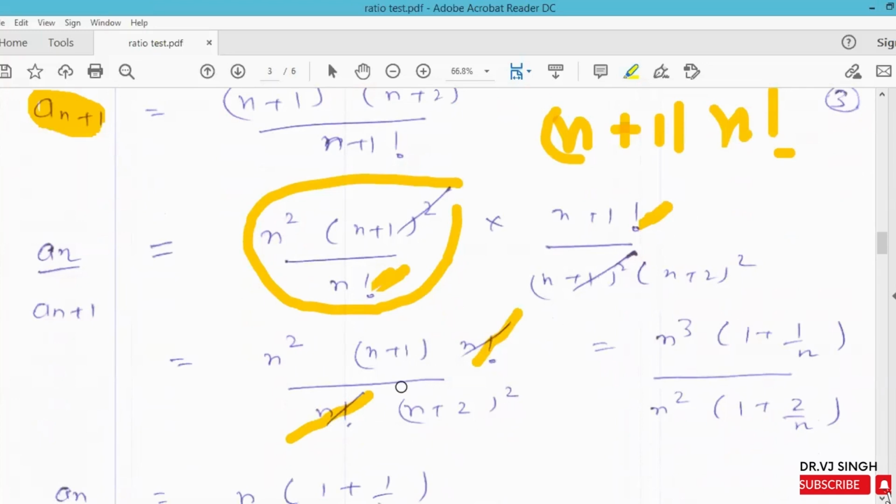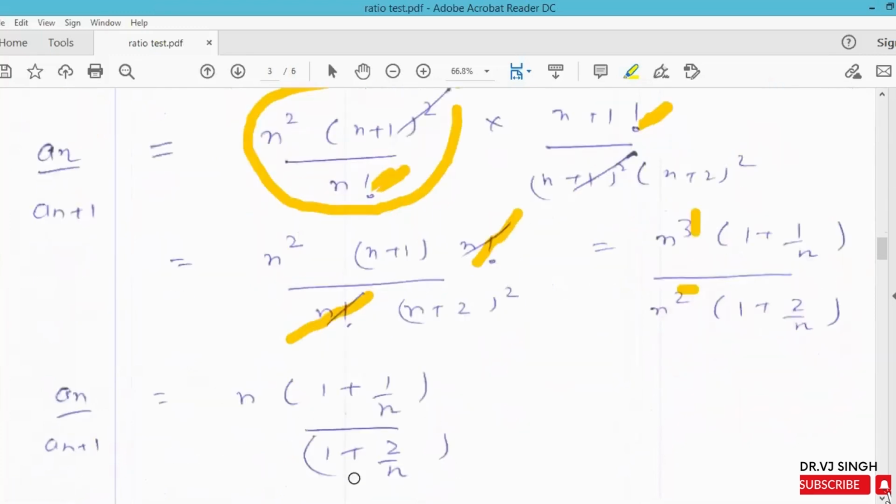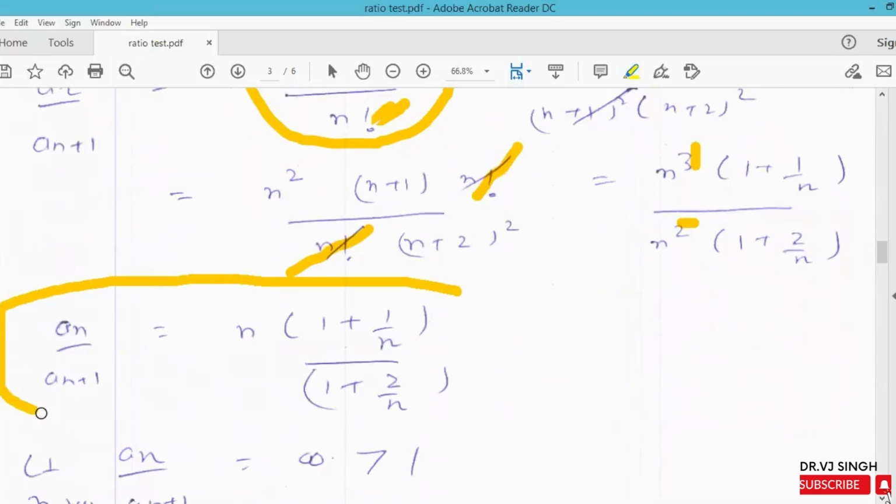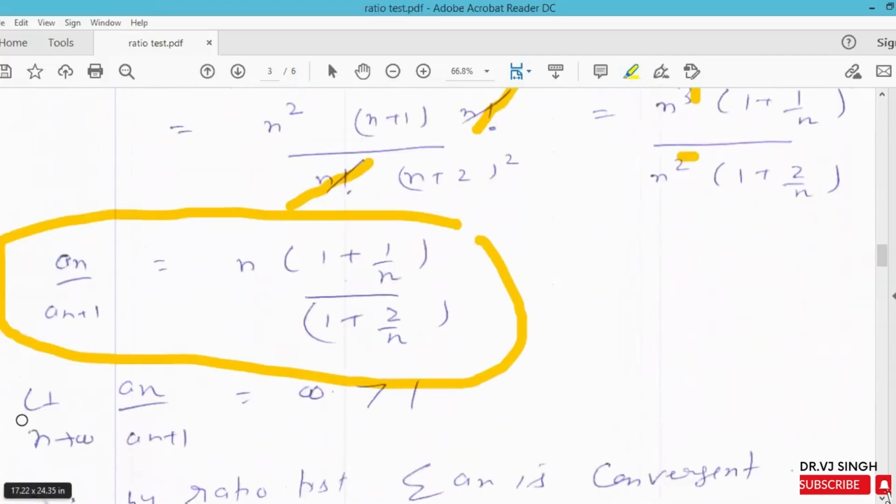Now again take the maximum power of n common from the numerator and the maximum power of n common from the denominator. If I take n common, already there is n square, so it becomes n cube, 1 plus, the rest is only calculation. The rest is very simple. From here, if I take n square common, 1 plus 2 by n. So this is cancelled, and one n is left above. After calculation, put the limit n tends to infinity.